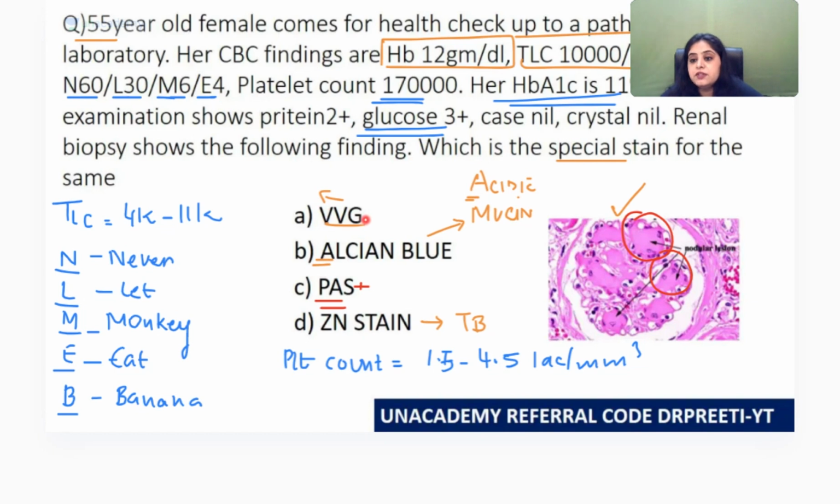Verhoeff-Van Gieson. Verhoeff-Van Gieson is a stain I taught you yesterday morning only. Verhoeff-Van Gieson is a stain for elastic fibers. They had no relation with this question over here. So easy to rule out. Okay, let's move on to the next set of questions.